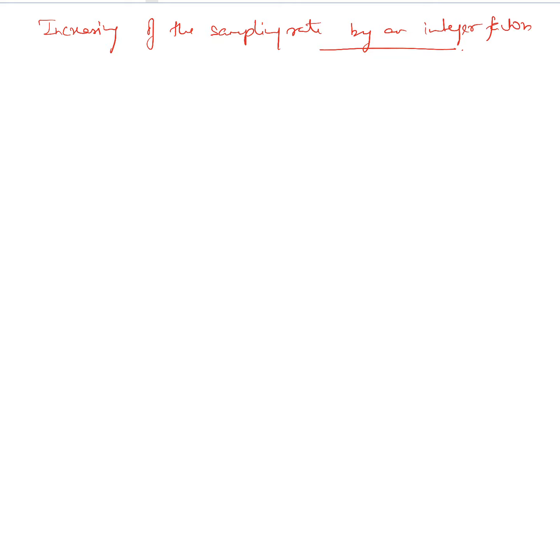So first of all, consider a signal x of n whose sampling rate is to be increased by a factor L. Let's use this notation. When we have the upward arrow, it denotes increasing the sampling rate. When we have the downward arrow, it denotes decreasing the sampling rate.